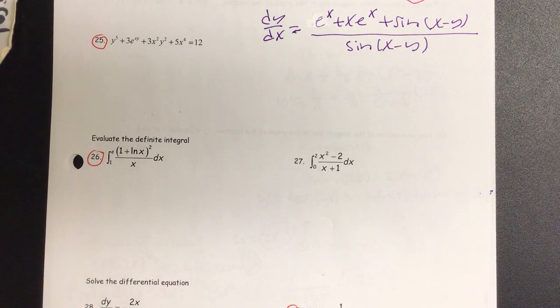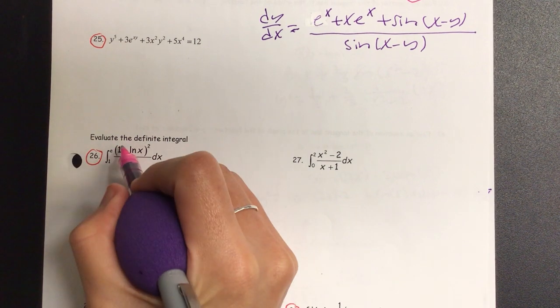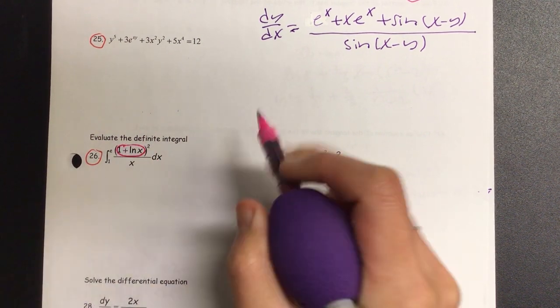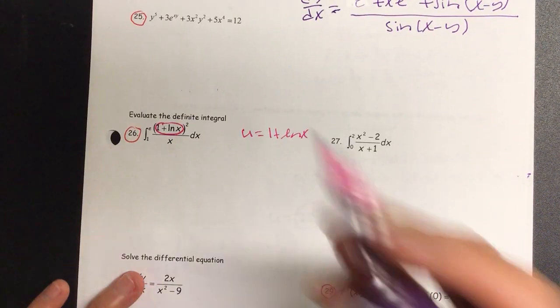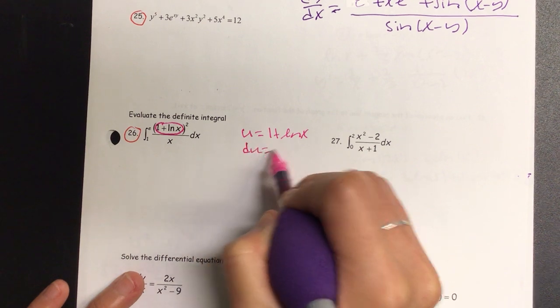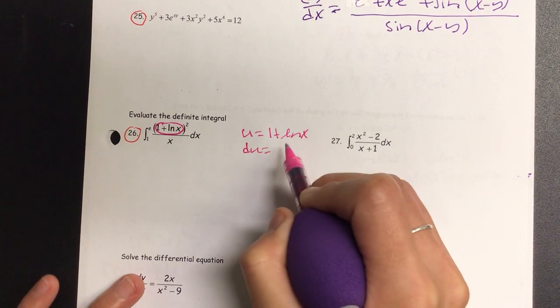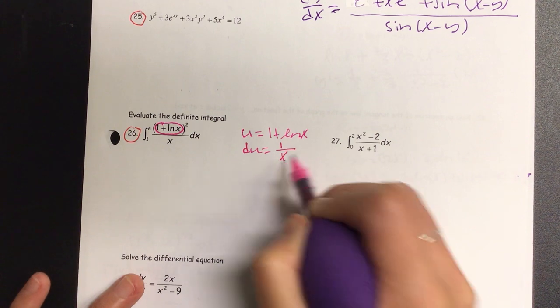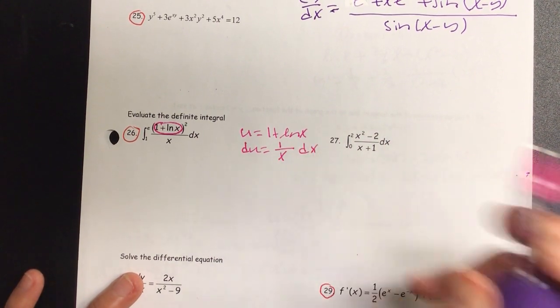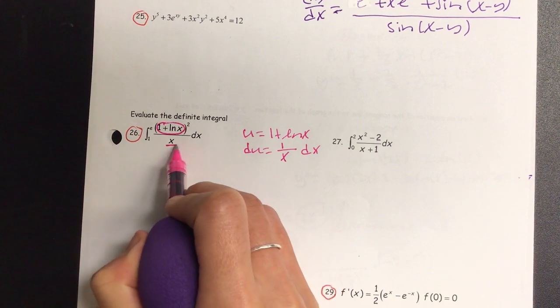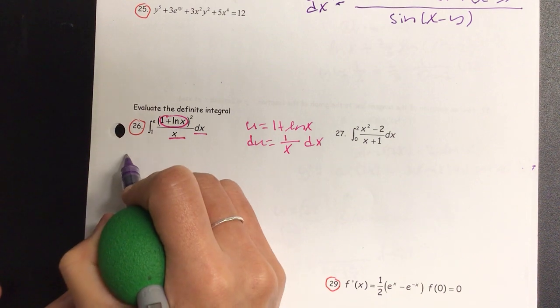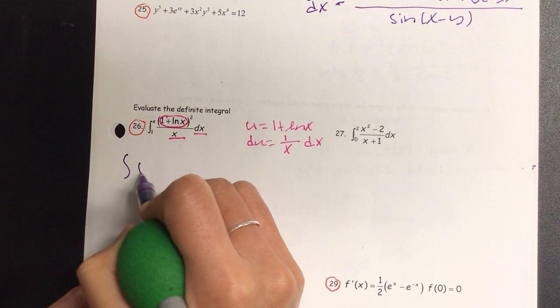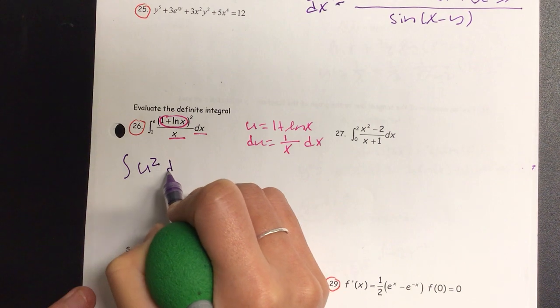Okay, on number 26, we're looking at u substitution. Let's go ahead and circle the inside of the parentheses and let u equal that piece. And then when I derive, we get du is equal to, what is the derivative of natural log of x? 1 over x. And then that was dx. The fact that the x is already on the bottom, that is understood, 1 over x and dx. So everything is satisfied. So I have the integral. And when I substitute in, we get u squared du.